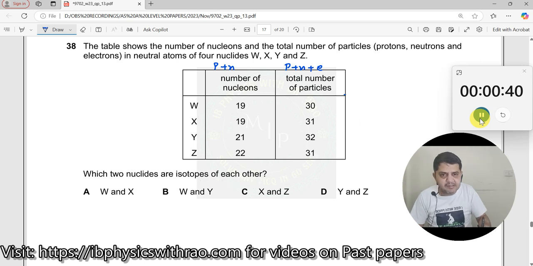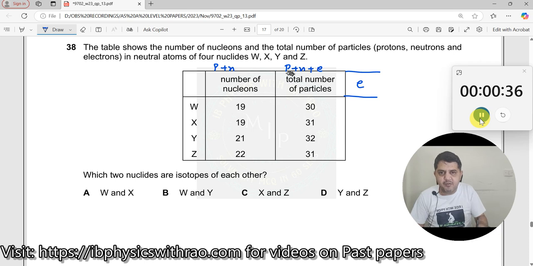So what I will do is I'll extend this table to get a correct answer. I want only electrons. What should I do? I should subtract this value from this value. When I do this, what do I get? 30 minus 19 is 11 here. 31 minus 19 is 12 here. 32 minus 21 will be 11 here. And this would be 31 minus 11 minus 2 is 9 over here. So this is what I get.